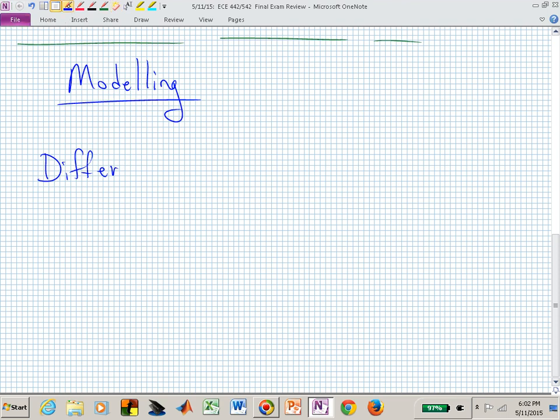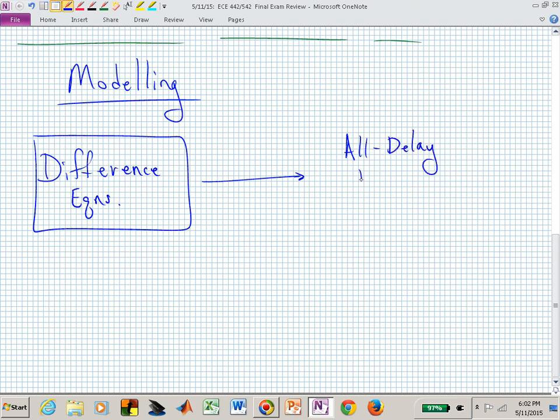But this is now supposed to be, you should be comfortable with the system appearing in many different representations. Difference equations, taking that to an all delay block diagram representation. You should be able to do that manipulation. Or if you now have difference equations in terms of inputs and outputs, you can assume you have access to the input and current output, and put together the block diagram to build that up, an all delay block diagram.